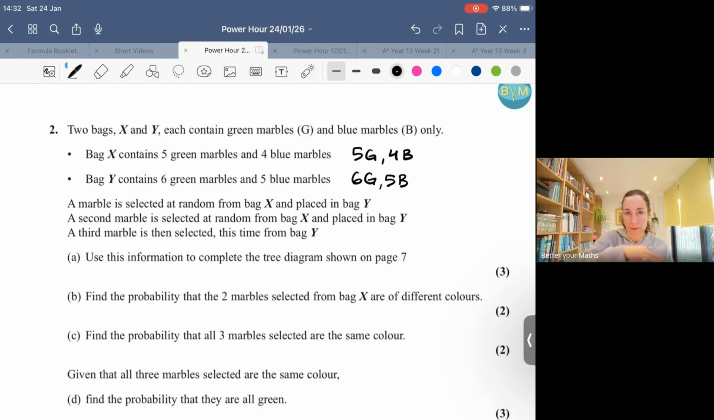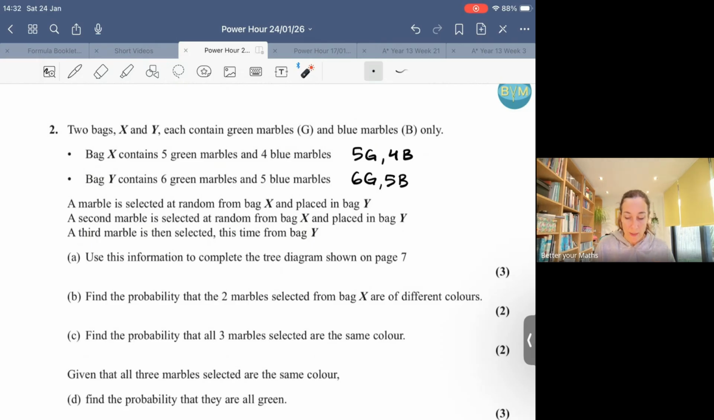And this is one of those where you get from one bag and put in the other, so you have to be careful. A marble is selected at random from bag X and placed in bag Y, and then a second marble is selected again from X and placed in Y, and a third marble is then selected, this time from bag Y. Yeah, so you get from X to Y twice, and then you get from Y.